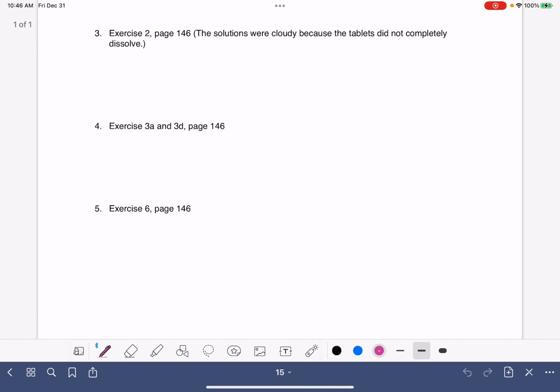Question number 4 is one of those where you have mistakes that you could have made in lab, and what would the effect of those mistakes be? I only want you to do A and D. Now, question A is talking about the chromatogram, and that's just a fancy way of saying TLC plate. So you can read it like that.